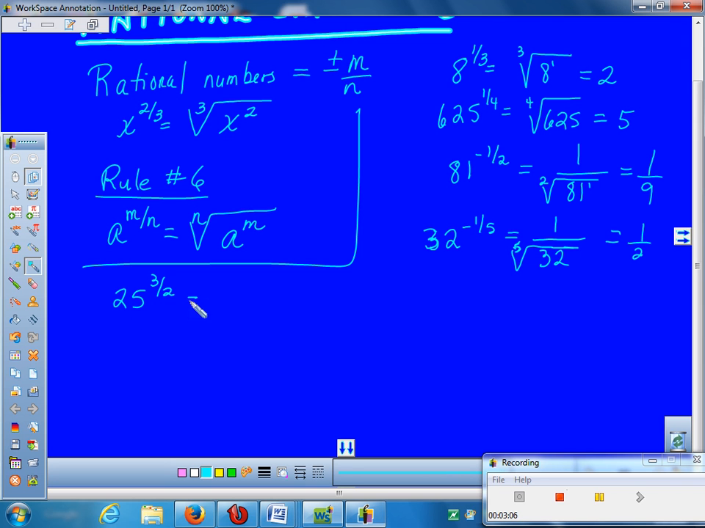Okay, it gets a little more pizzazzy if the number on top is not a 1. In this case, I have a 3/2 power. If I need to show you the shortcut to working these, there's an easy way and there's a hard way. Okay, well, first of all, put it in a root. What's it going to be? Okay, square root of 25 cubed.